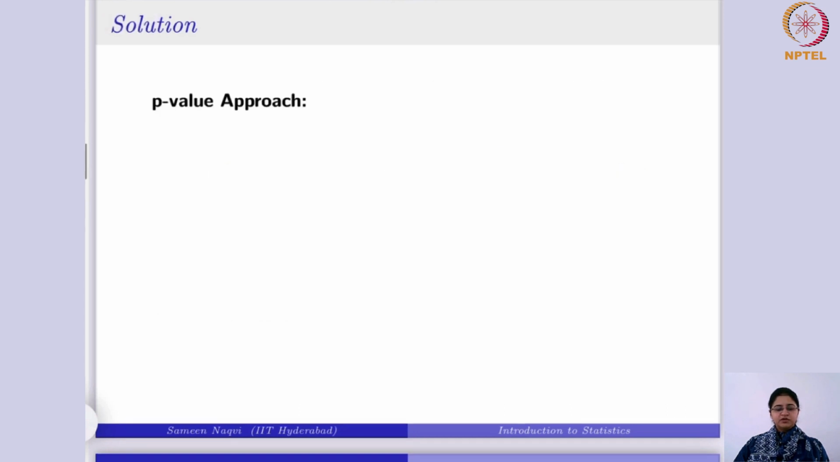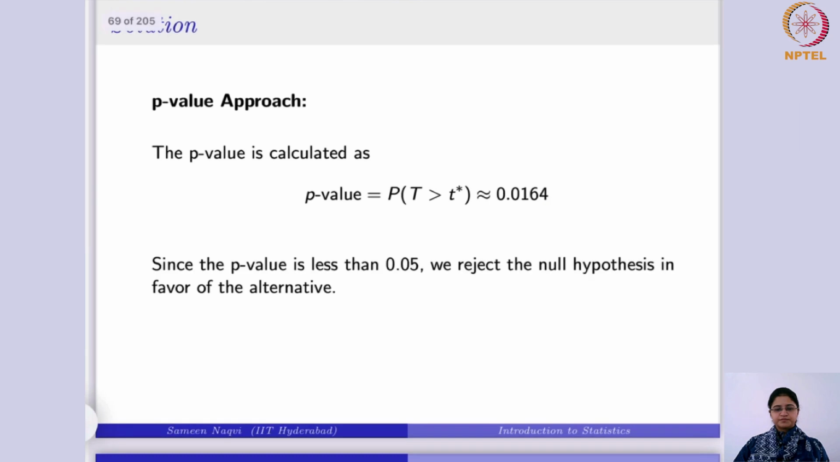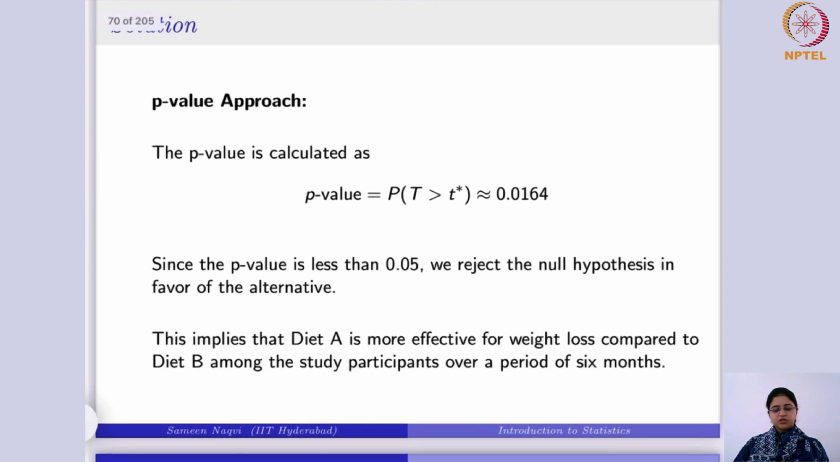Next, you can also find the p-value approach, and in this case it is the probability that T is greater than T star, so obviously this is a right tail test, and you will get approximately 0.0164. Now since the p-value is less than 0.05, we reject the null hypothesis in favor of the alternative. So you are going to reject the null hypothesis and you would conclude that diet A is more effective for weight loss compared to diet B among the study participants for a period of 6 months. So this is how you do your hypothesis testing.